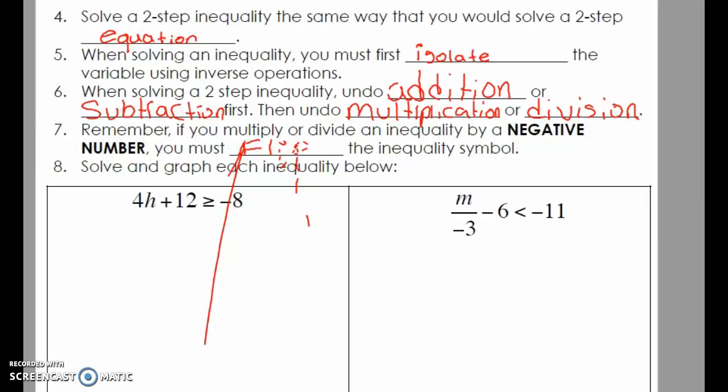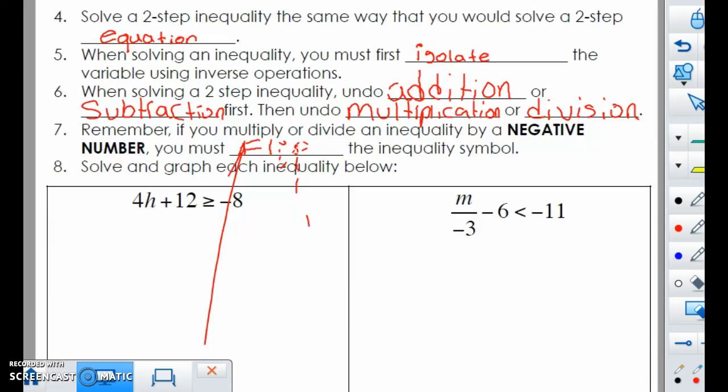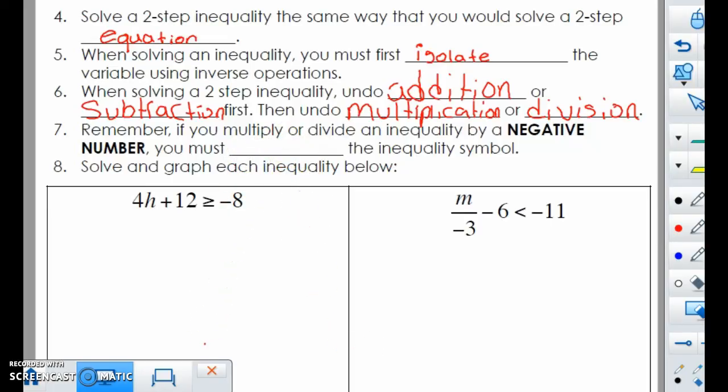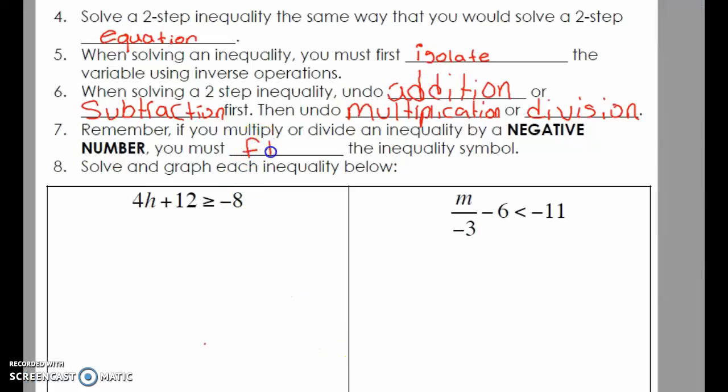Why don't you hit the triangle and erase and then start that again. So while you're waiting for us, just make sure you write the words flip or switch. That's good.